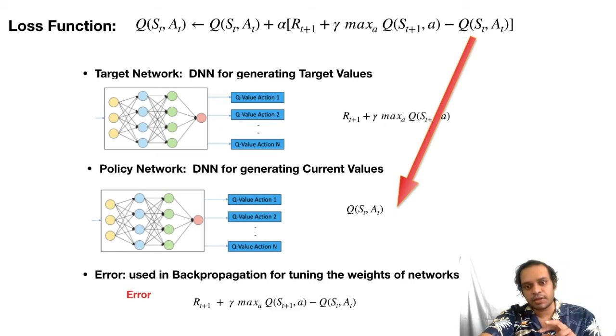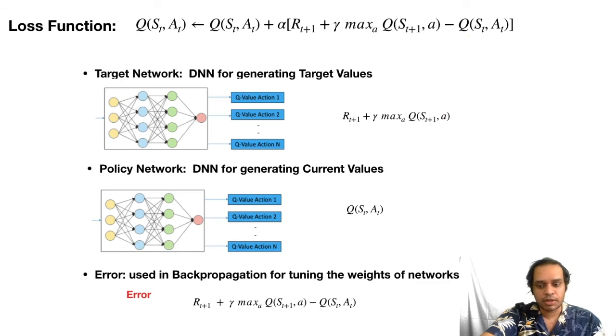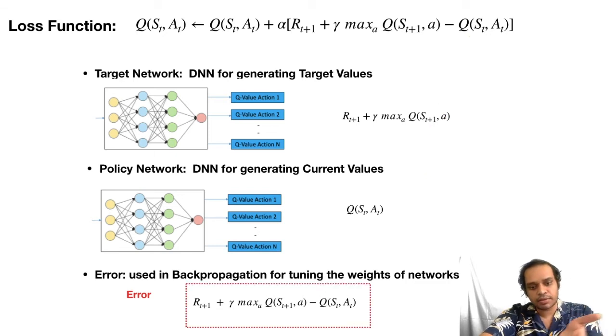So when you subtract the output of these two networks, you will be able to get a delta. This delta will be used to drive the back propagation. It will be used to tune the weights of both the networks till they hit an optimal point, and they learn a policy.